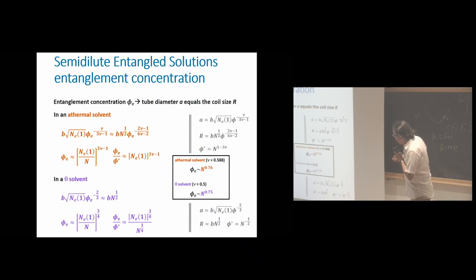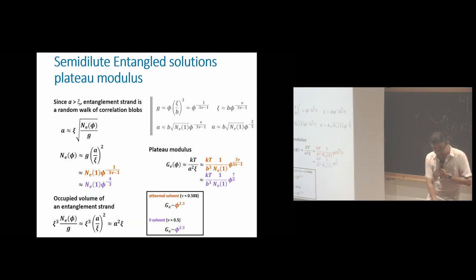Anyway, whatever the solvent quality, when you see the N dependence, for a thermal solvent it's N to 0.76, and for a theta solvent it's N to 0.75. So practically it's the same. But when you normalize it with the theta phi, the dependence is very much different. And so this is the Plateau modulus.